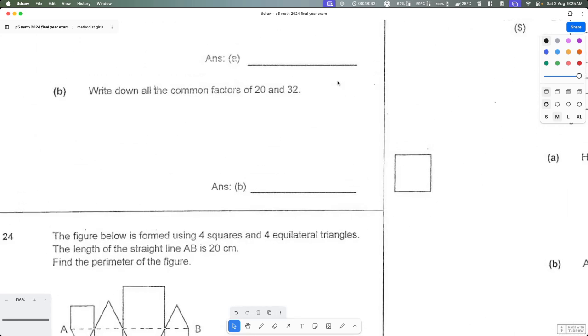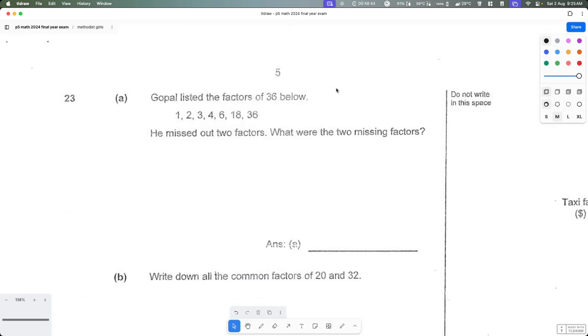Question number 23, part A. So Gobo listed the factors of 36 below. He missed out 2 factors. What were the 2 missing factors? Okay, so in this case, we can list the factors of 36, right? So 1 times 36, 2 times 18, then 3 times 12, right? Then 4 times 9, and then 5 times nothing, so 6 times 6, right?